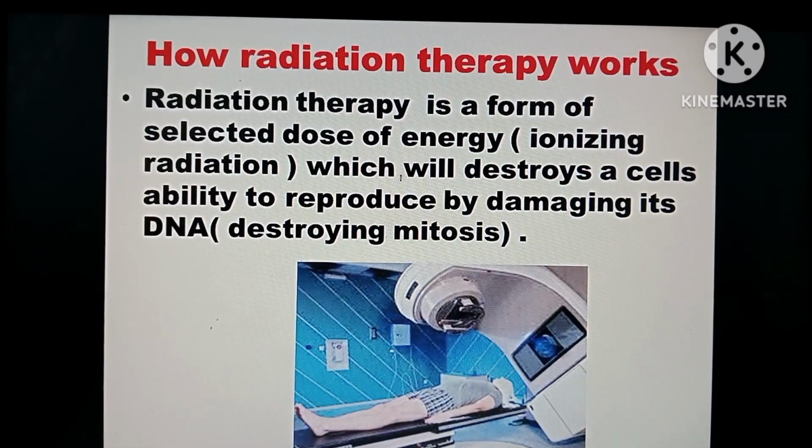So how does radiation therapy work? Radiation therapy is a form of selected dose of energy, meaning ionized radiation, as I already explained, which will destroy a cell's ability to reproduce by damaging its DNA. It means destroying mitosis. Mitosis means reproduction, where 2 will become 4, 4 will become 8. So it is a multiplication, and it will be destroyed. The cancer cells that are there will remain, but the multiplication process will not take place.